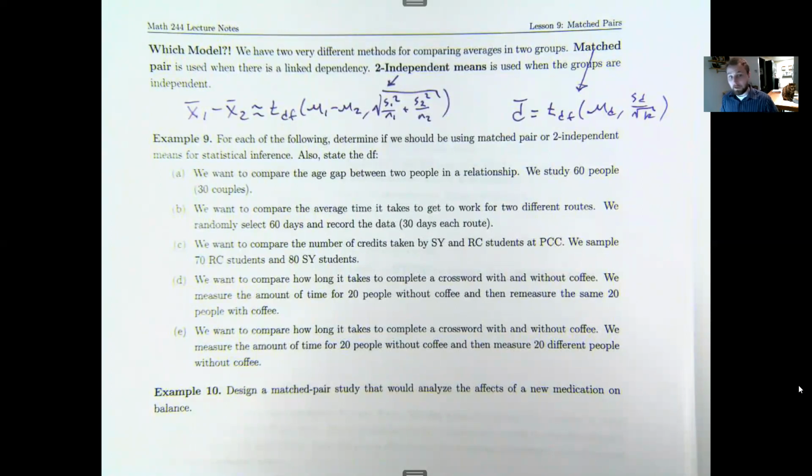So for part A, we want to compare the age gap between two people in a relationship, and we study 60 people. That's the same thing as 30 couples. So the question here is really, do you think the age of one person affects the age of another person in a partnership, or do you think there's no relationship for age for people in relationships? So go ahead and pause the video and let's see what you can come up with.